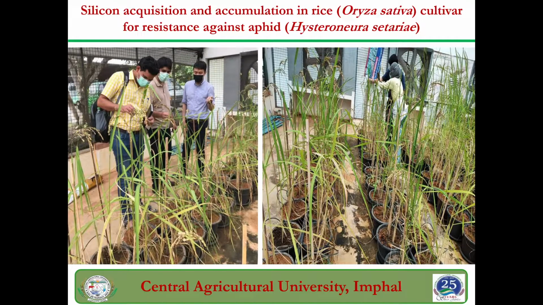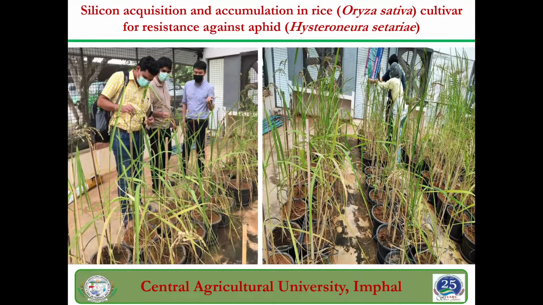Another experiment is on silicon. We applied the same 2% and 4% silica, and after that we looked at the difference in aphid infestation. In the next slide, you can see that in the control the highest infestation is occurring. We released the same population of aphid, but in the control the highest incidence is found. In the 2% or 4% treatments, T1 and T2, there is very little aphid infestation.